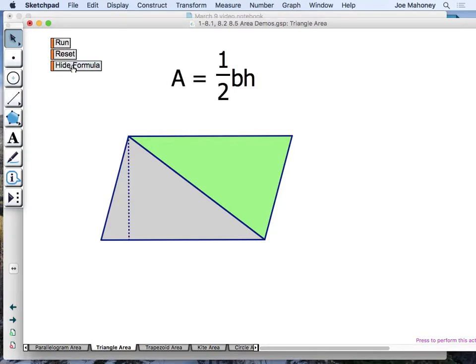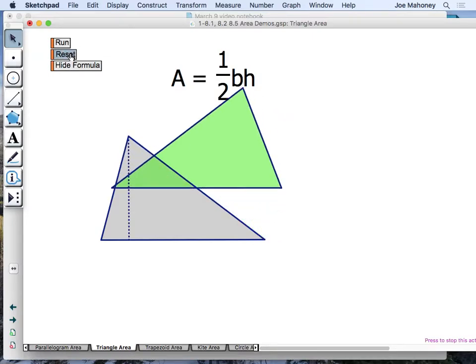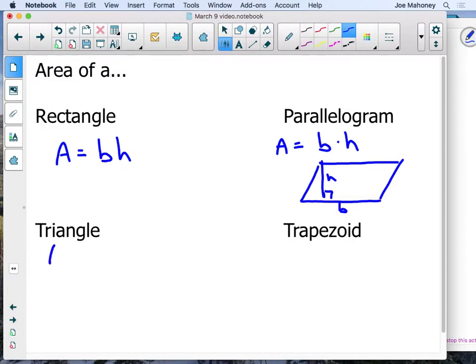But remember, the triangle's area is only half of that. That's why the area of the triangle is 1/2 base times height. Let's throw that in there. Area equals 1/2 base times height. And again, remember that the height always makes a right angle with the base. Cool things.